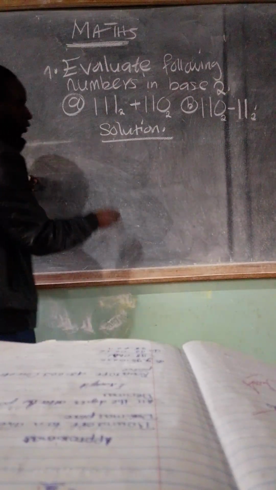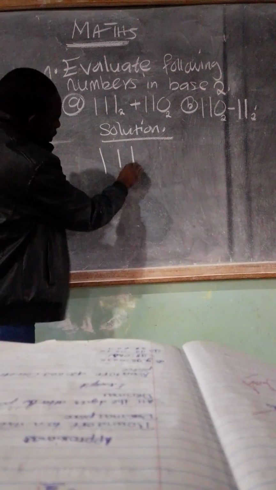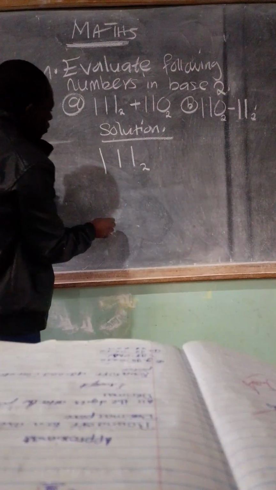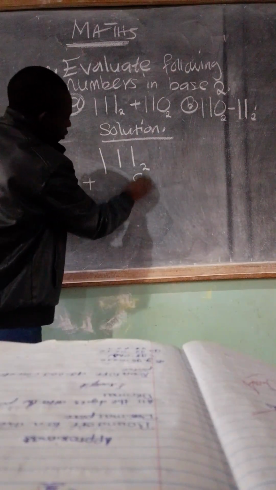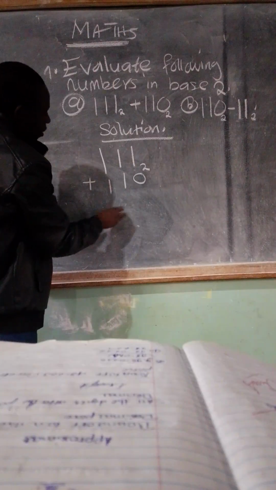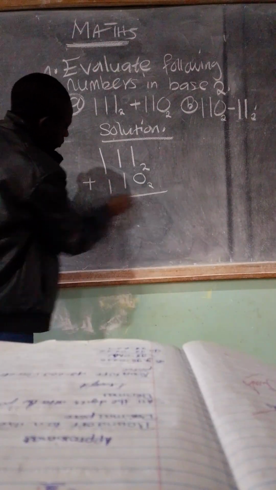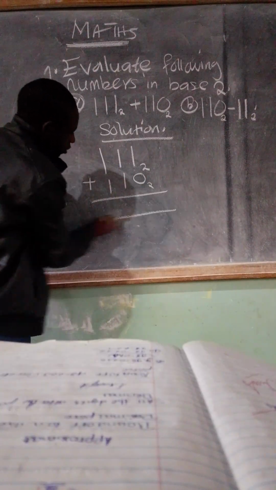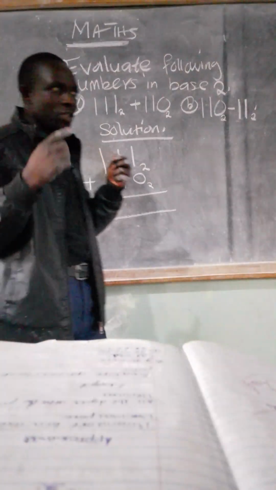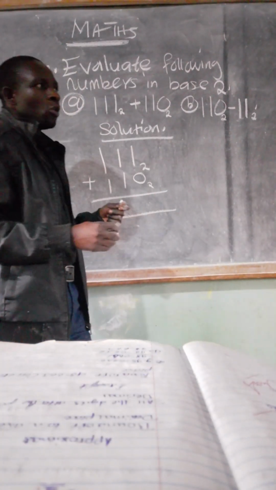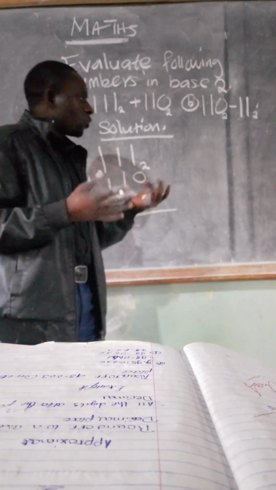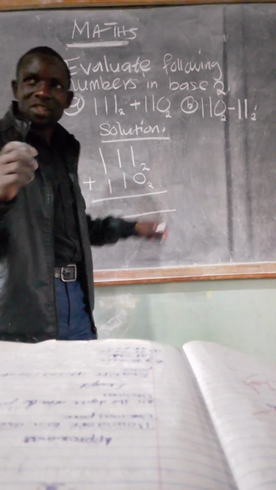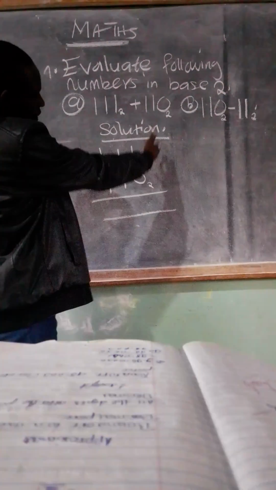We have 111 base 2 plus 011 base 2. So what you put in your mind is, when you're adding in base 2, you carry in base 2, or you borrow in base 2 when you're subtracting. Now when you're adding in base 2, you always start from this side.